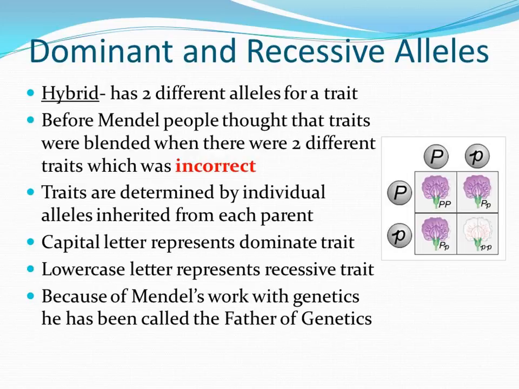So a hybrid is when an organism has two different alleles. For example, it might have a tall and a short allele. That would be a hybrid. A purebred is when it has two tall alleles or two short alleles. These alleles come one from the mother, one from the father, and we usually use a capital letter to represent a dominant trait and a lowercase letter to represent a recessive trait.